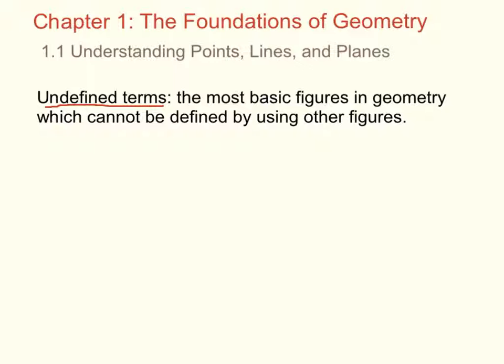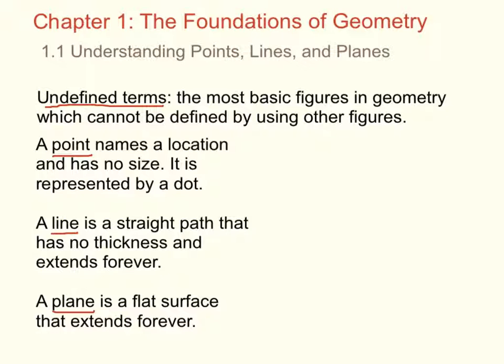So when we're talking about undefined terms, these are the most basic figures. I can't say a point using other geometry terms. A point is just a point. It's one of those basic terms. So here are your 3 vocab words that are undefined terms. The 3 undefined terms are a point, a line, and a plane.